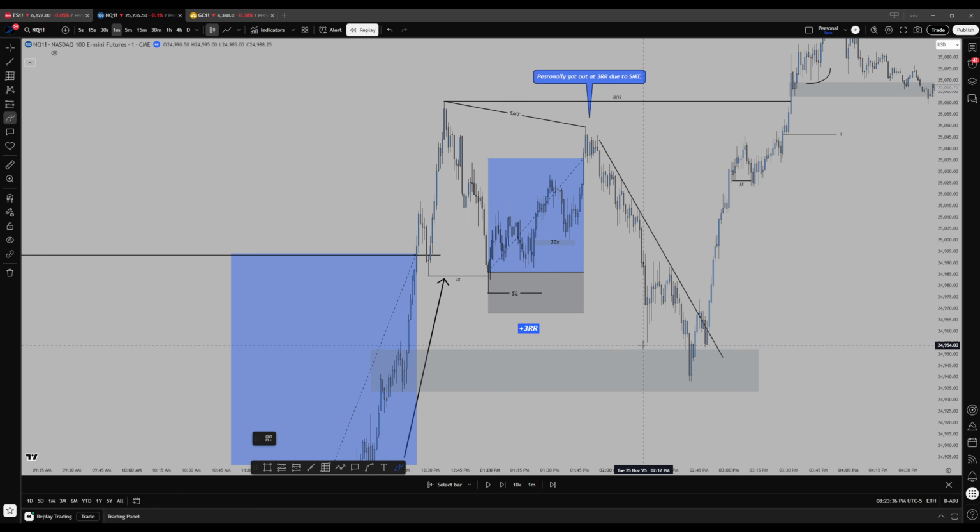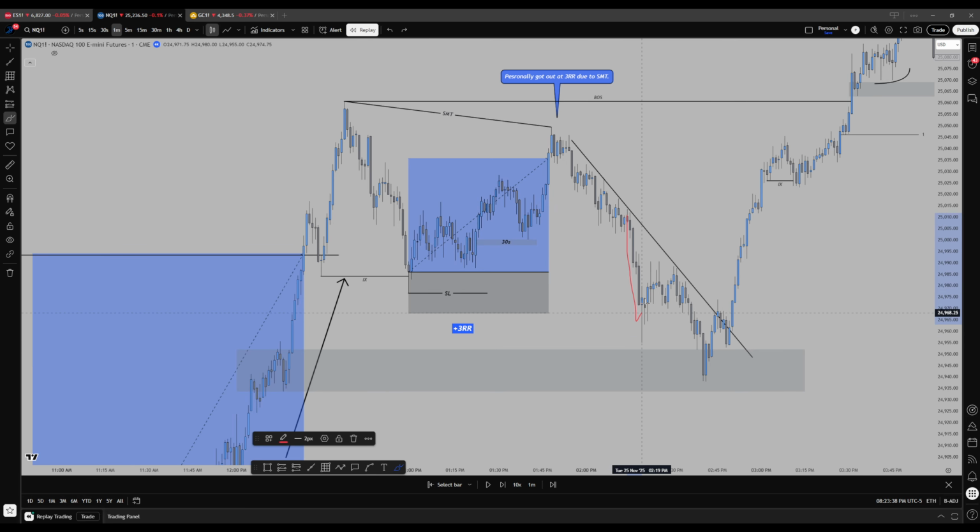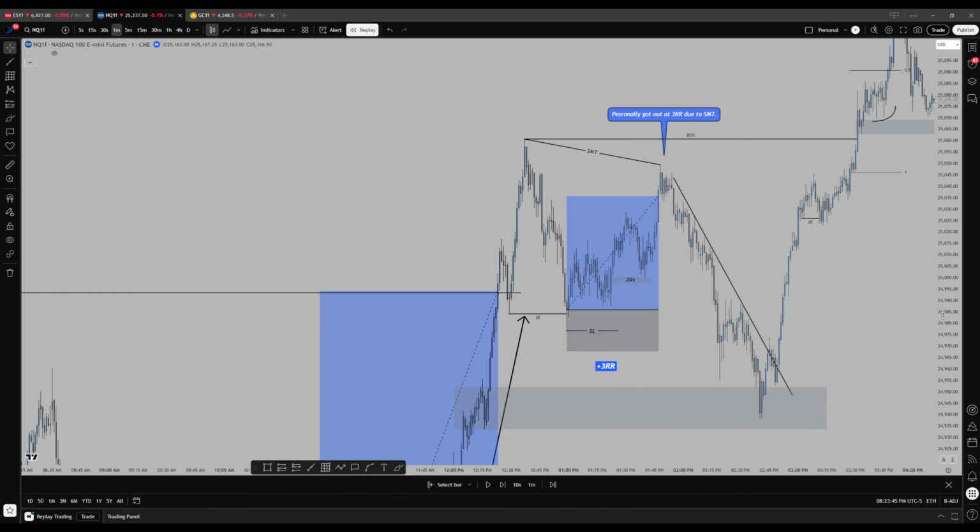Like I said, some people wait for manipulation to occur internally. This internal structure, you wait for the sweep first before taking any entry. Even if you hit a valid PY, you wait for this internal sweep first. That is another option you can utilize.